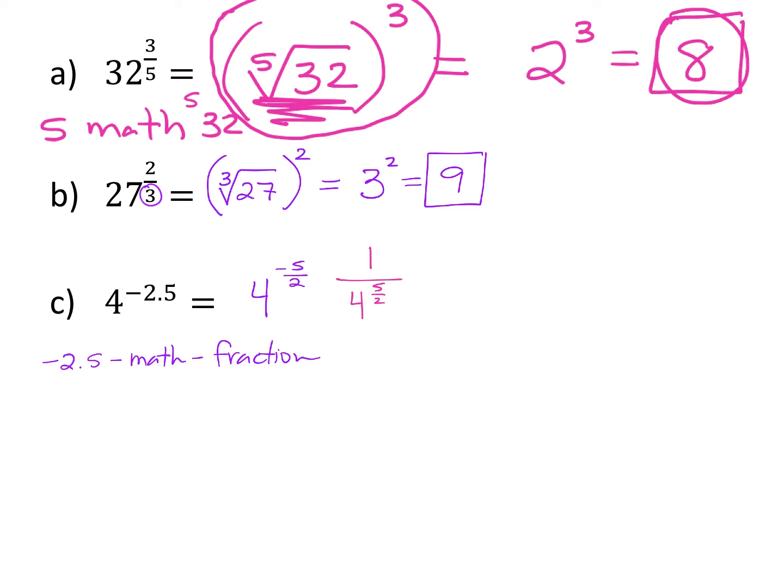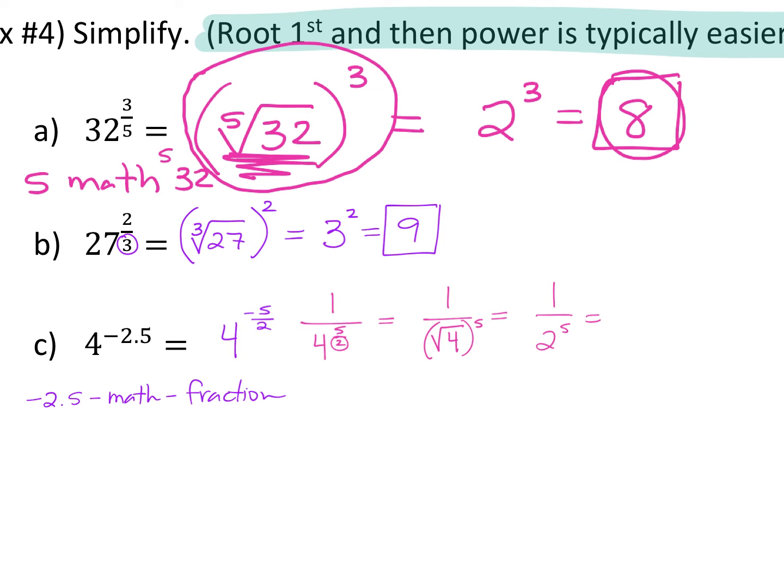Okay. Then once we're there, now we can break that down again. So 1 over, this is a square root of 4, and we're going to take that to the 5th power. Okay, so really that is 1/2 to the 5th power. And we just said earlier on letter A there, 2 to the 5th power is 32. So this is 1/32.